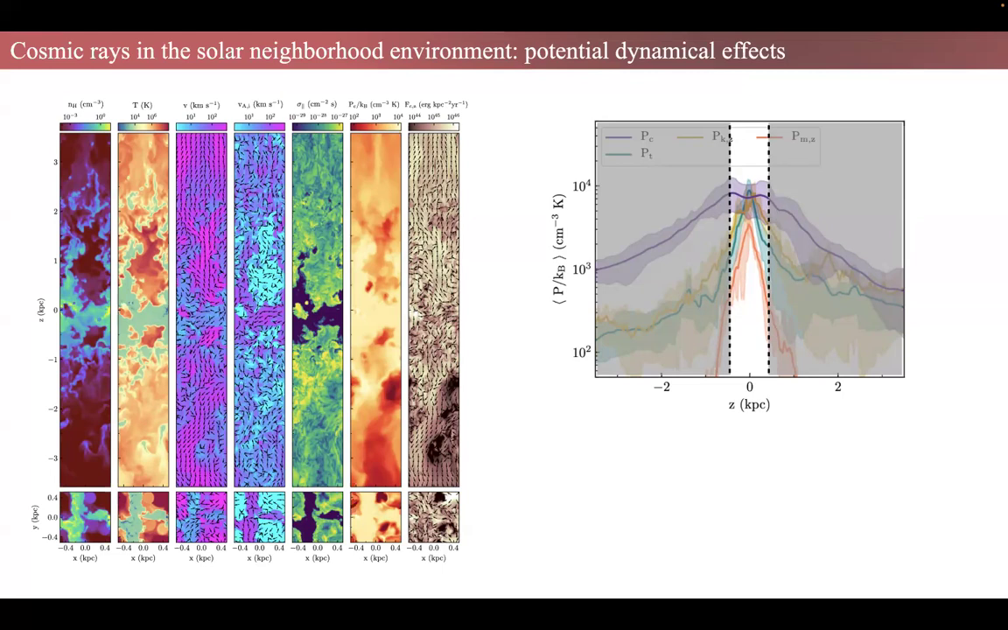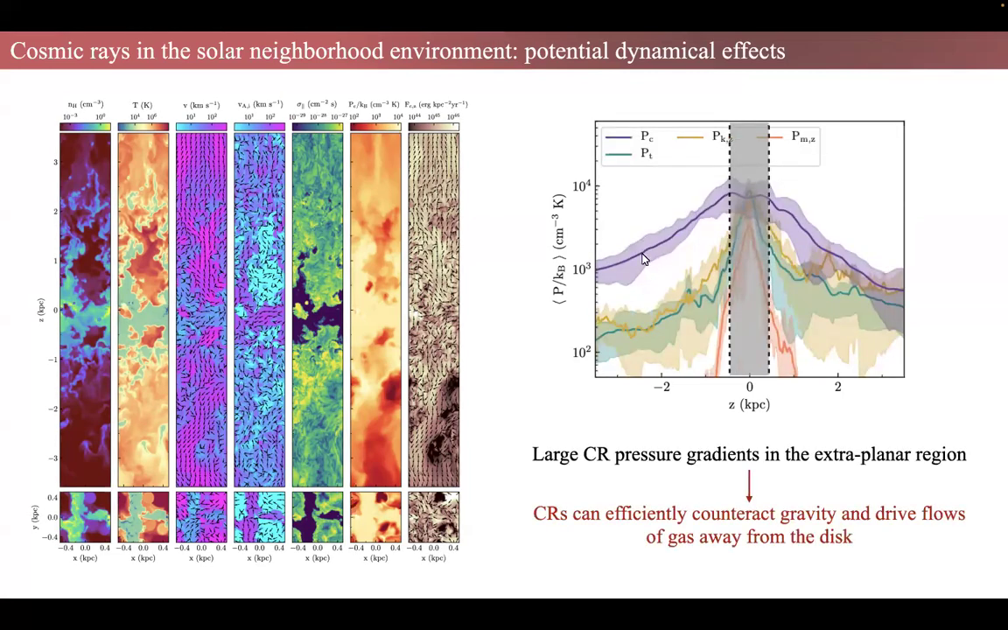However, if we move to higher latitudes, the cosmic ray pressure gradients are higher than the other pressure gradients, and this suggests that cosmic rays can efficiently drive flows. I mean, they can have an important effect in accelerating galactic fountains.